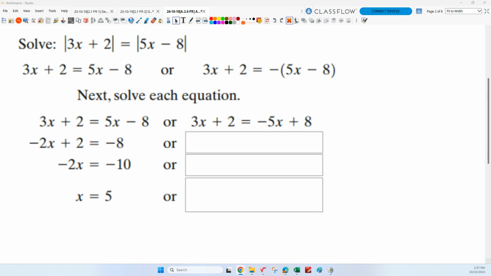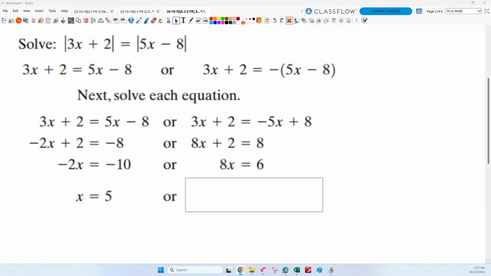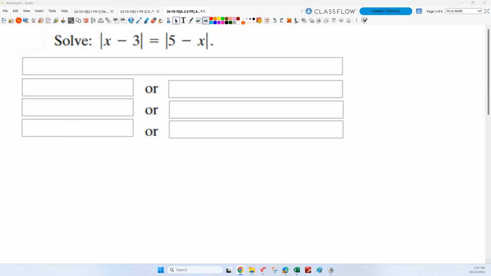We get x equals 5 from the first equation. And if we solve this one, we would just add the 5x back to the left side and get 8x plus 2 equals 8. Subtract 2, and I get 8x equals 6. Divide by 8, and I'd get x equals 6 over 8, which would just reduce to 3/4. Okay, no big deal, right? You guys can do this. Try one. Go try that one real quick.